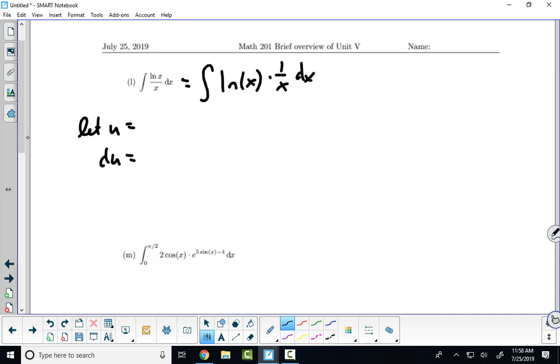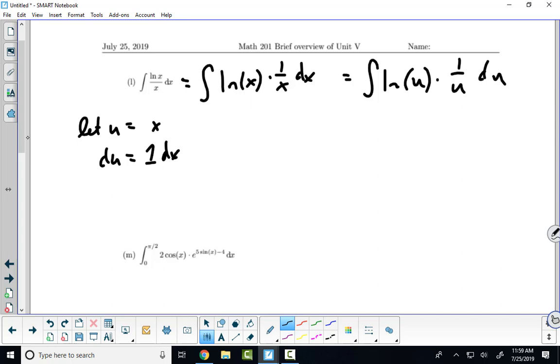Max, what did you put for u? X. Well, I could do that. And then what would du be? It would just be 1 dx. But then when I do the substitution, what would I end up with? I would end up with the integral of the natural log of u times 1 over u du. Have I made my problem any easier? No, it's the same thing.